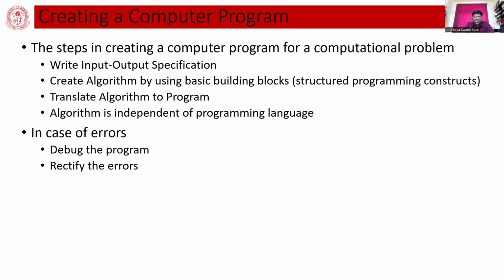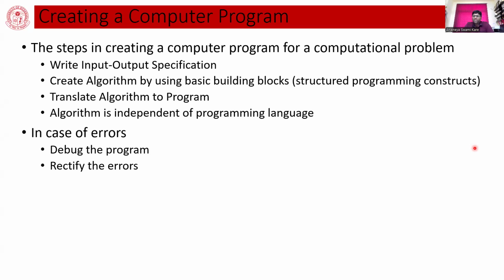So how do we create a computer program? What are the steps involved in creating a computer program? The first thing is we need to write an input output specification. Input output specification means for this kind of input, this is the output; for this input, this output. The specification should cover all the scenarios. For each scenario, what is the input and what is the output?